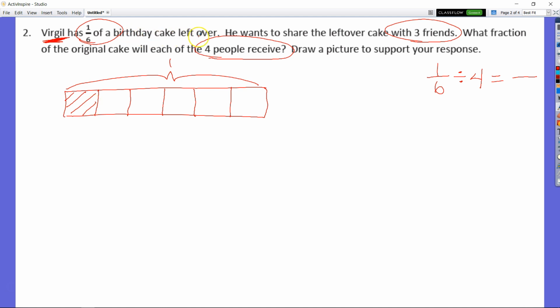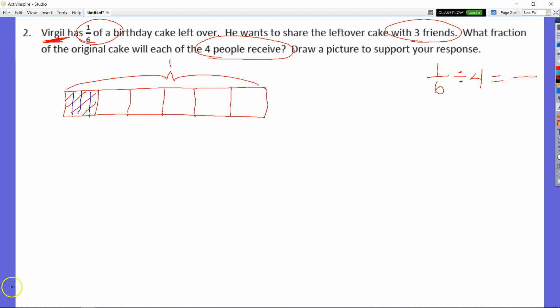He has 1/6 of the cake left over. Now he's going to split that with himself and 3 friends. So let's go ahead and put that into 4 parts. We have 1, 2, 3 lines, which gives us 4 parts. 1, 2, 3, 4. Now, to find our new fractional units, we would have to divide the entire cake, even though we don't have it, just so we can find out what our fractional unit is going to be. Let's go ahead and do that.